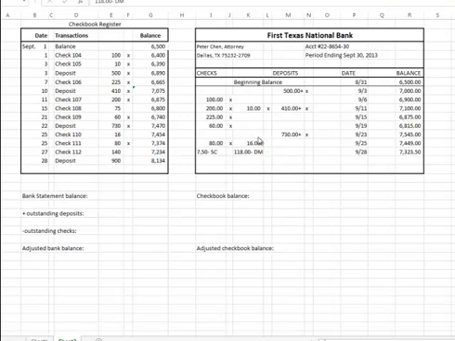Okay, I'm admitting something here. I forgot to type in the $16 check right here that cleared the bank. And this is an example right out of the book. So I am going to put an X beside each of those items.